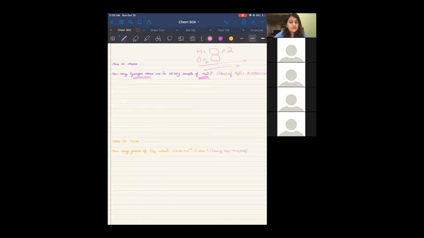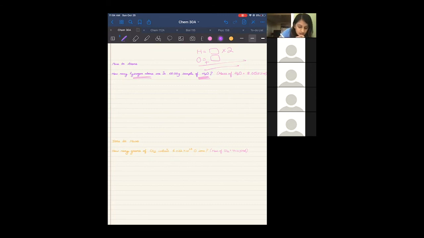Okay, so we can try to work on it together. I haven't solved it either, so maybe it will be trial and error. So, how many hydrogen atoms are in a 68.00 gram sample of H2O? We're going to go from a whole molecule and cut it apart. We're not going to care about oxygen. We're just going to care about hydrogen here, okay?